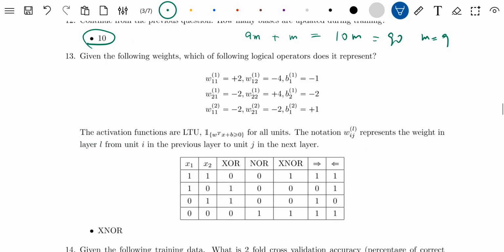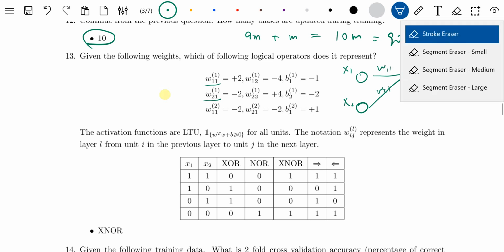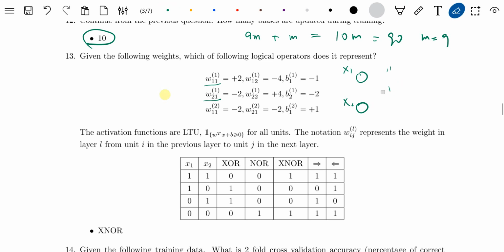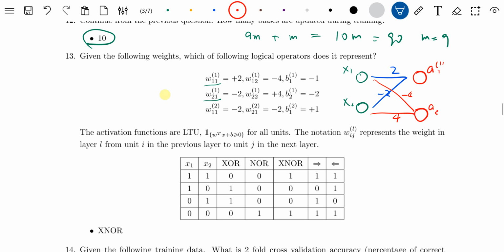So the next one, there is a bit of confusion with the notation. These two are the ones connecting to the first unit of the first hidden layer. Let's draw it. So this is x1, this is x2, and then this is w11, this is w21. Let's erase this. This is plus 2 and this is minus 2. And similarly, this is minus 4 plus 4. These are the activation units. And at the end, it's minus 2, minus 2. And this is the output layer. If you can draw the network correctly, then I think doing the activation should be simple.